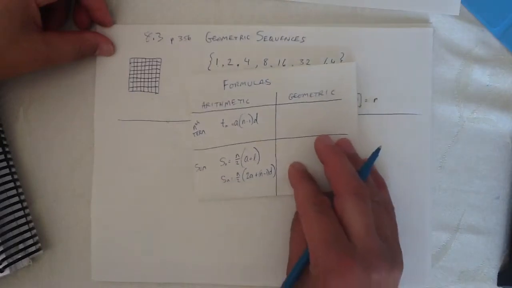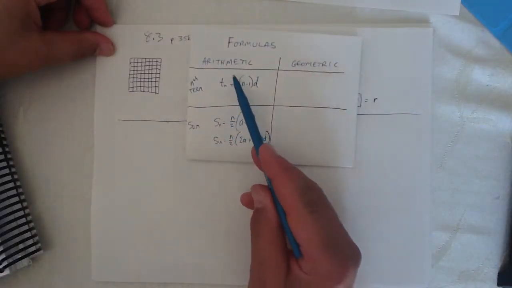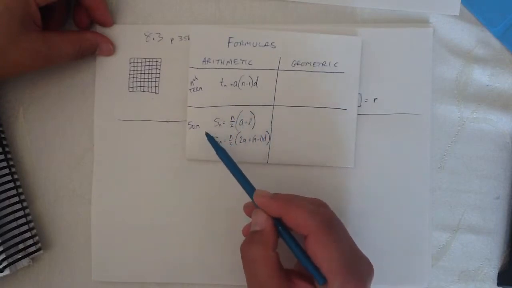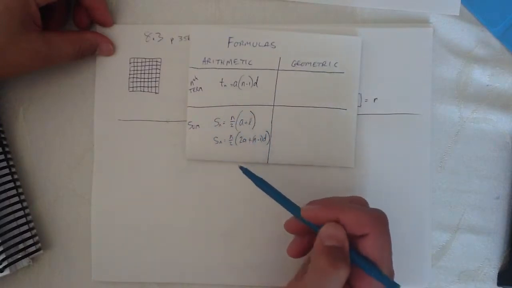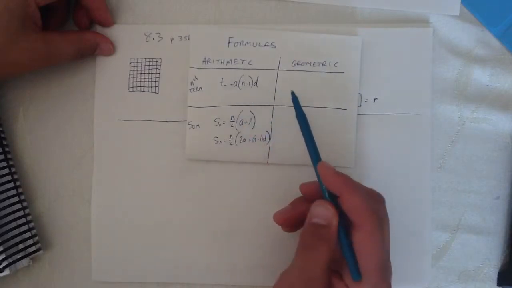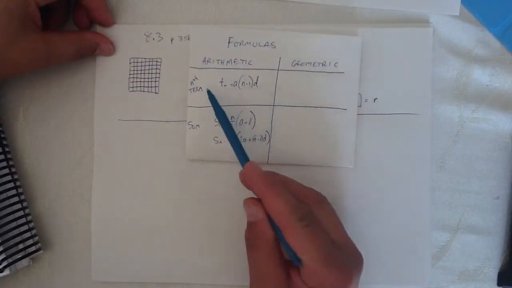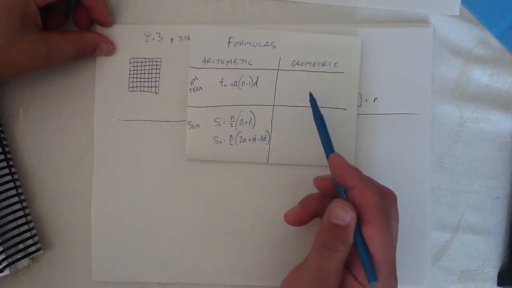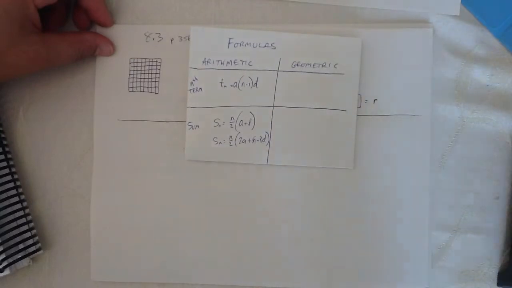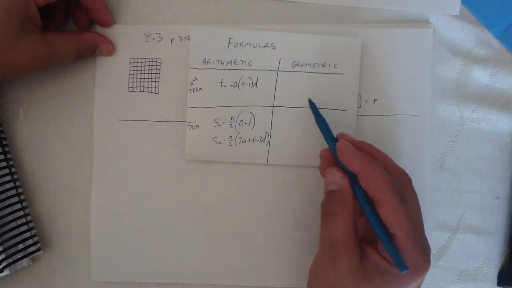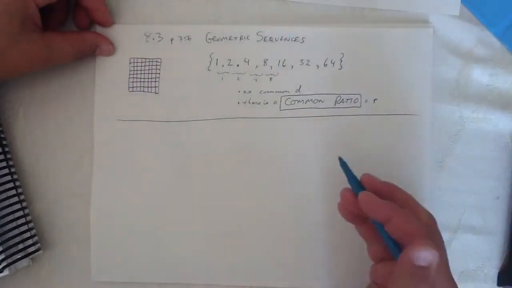Here we had our formulas, and we had our arithmetic formulas. We had the nth term formula that looked like that, and we had a sum formula. We had two different sum formulas actually, depending on whether you knew what L was. And we need some geometric formulas too, so we can calculate the nth term of a geometric series or sequence. And we also need to be able to recognize geometric sequences too. So let's derive that formula.